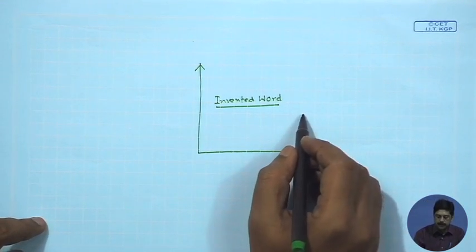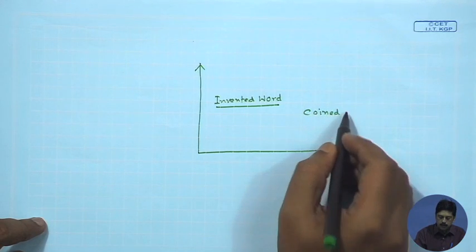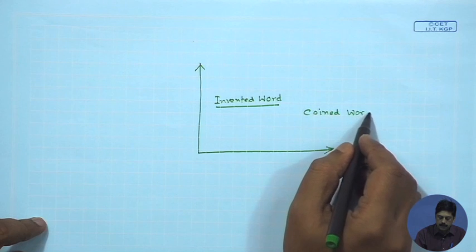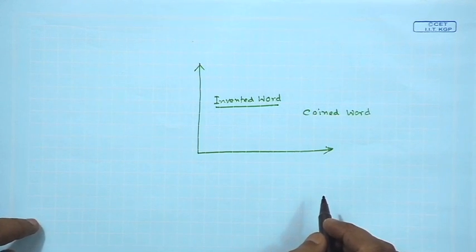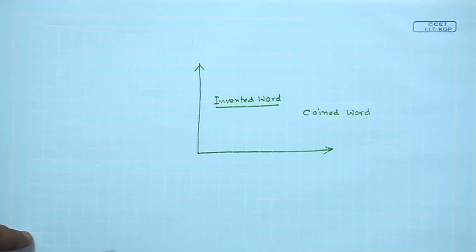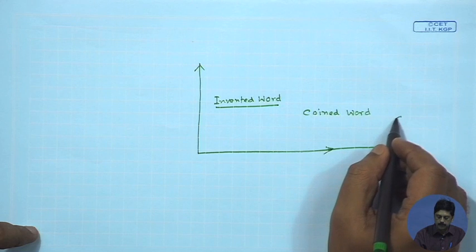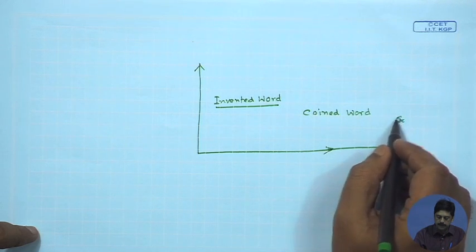Then there may be a coined word, which means that two words are somehow mixed, omitting some part of a word. So, a word may be a coined word. Then a word may be a generic word also, or a descriptive word, let us say descriptive word.